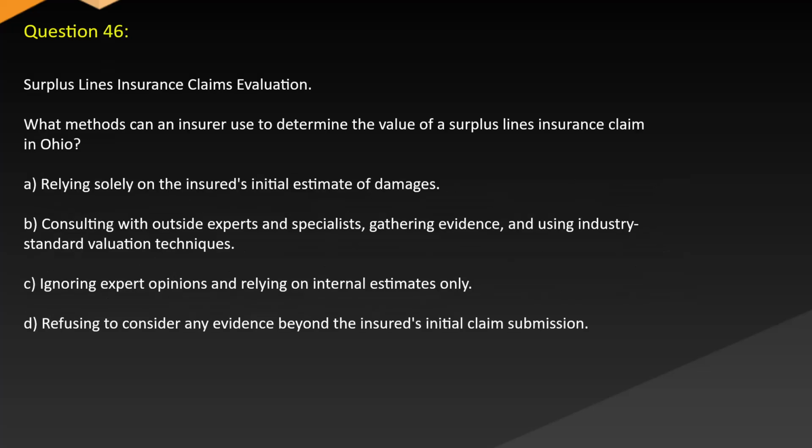3901.19. Question 46. Surplus lines insurance claims evaluation. What methods can an insurer use to determine the value of a surplus lines insurance claim in Ohio? A. Relying solely on the insured's initial estimate of damages. B. Consulting with outside experts and specialists, gathering evidence and using industry-standard valuation techniques. C. Ignoring expert opinions and relying on internal estimates only. D. Refusing to consider any evidence beyond the insured's initial claim submission.